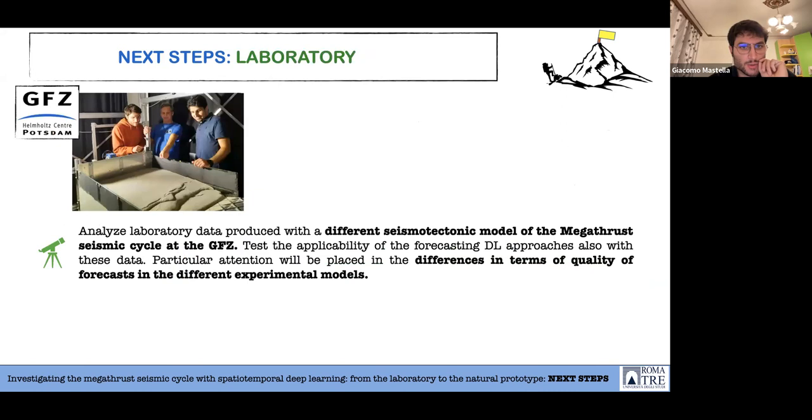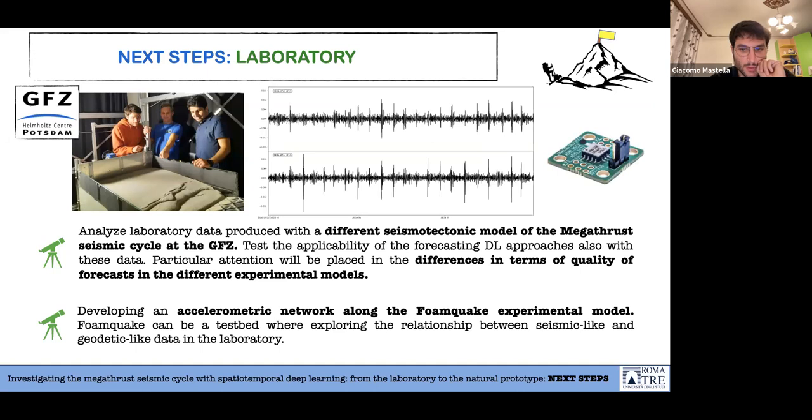And we would also like to proceed on the laboratory side, and especially test the applicability of the forecasting deep learning approaches that we have applied with the GeoQuake and FOAMQUAKE experiments with other seismotectonic analog models of the megathrust seismic cycle. And we are also trying to develop an accelerometric network along the FOAMQUAKE experimental model.